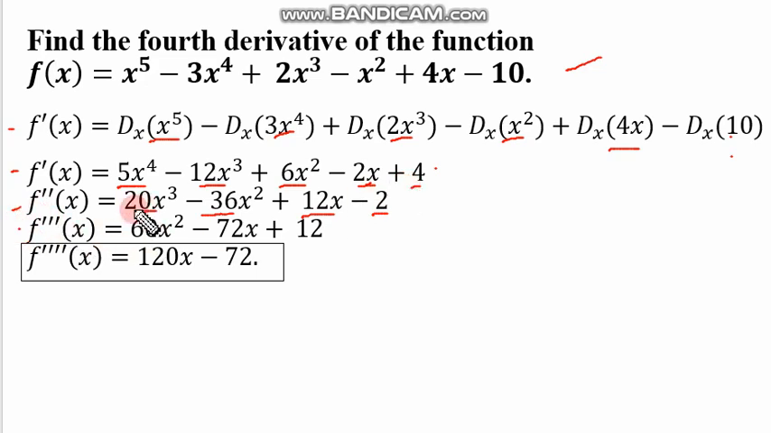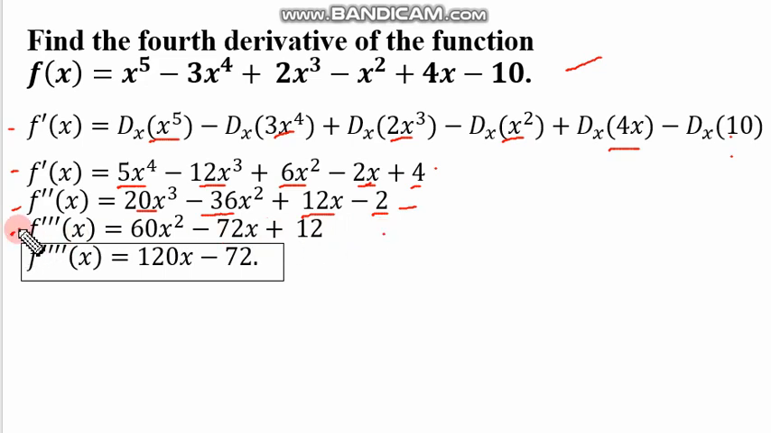The third order, we will get again the derivative coming from the second order. Okay, so 20x cubed, the derivative of that is 60x squared, derivative of negative 36x squared is negative 72x, derivative of 12x is 12, derivative of negative 2 is 0.